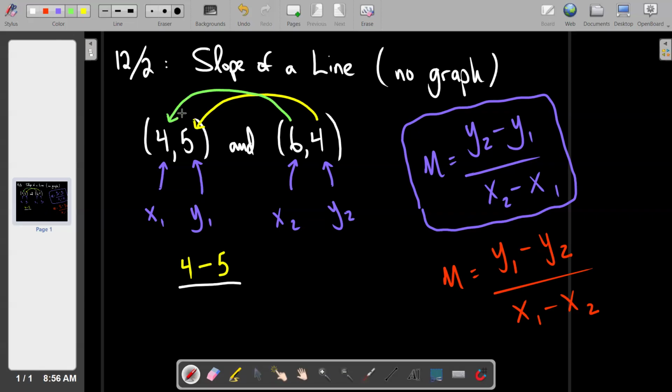And again, I'm not worried about what the answer is. I'm just worried about writing it down. So it's going to say 6 minus 4. So that's what slope looks like: we're just finding the difference in the y values and dividing it by the difference in the x values.